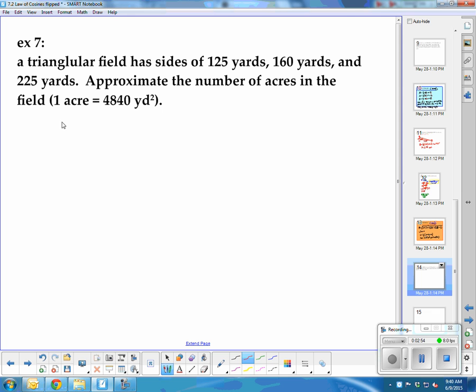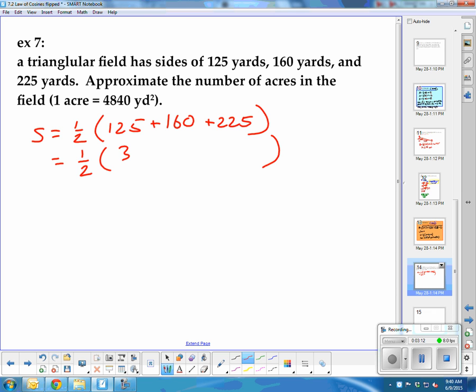So let's go ahead and calculate S first. We're going to have half of 125 plus 160 plus 225. I would probably take the 125 and the 225 and add them together in my head first, and that's going to give us 350 plus 160. So that's going to be half of 510, I believe, which would be 255.